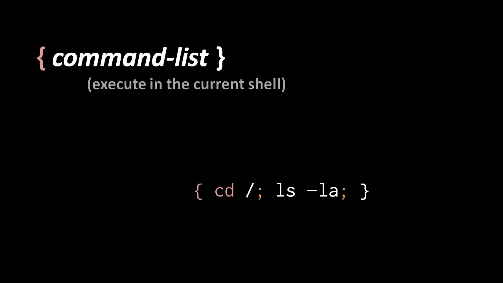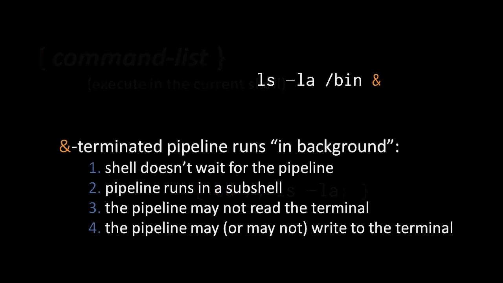Now, where subshells most commonly come into play is with the use of the ampersand terminator. If we terminate a pipeline with the ampersand rather than the semicolon or a new line, then that pipeline runs in the so-called background as opposed to the usual foreground. What it means to run in the background is that, first of all, the shell will not wait for the pipeline to complete. Secondly, it means the commands of the pipeline are run from a subshell, and it is this subshell which will wait for the commands of the pipeline.